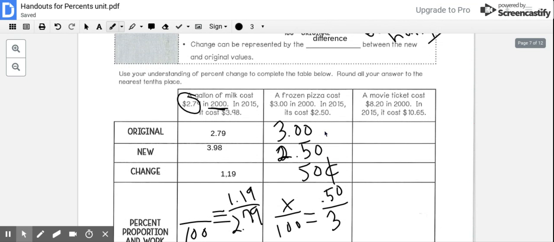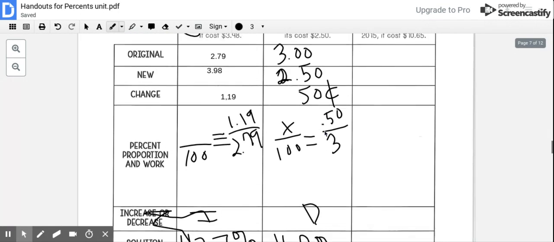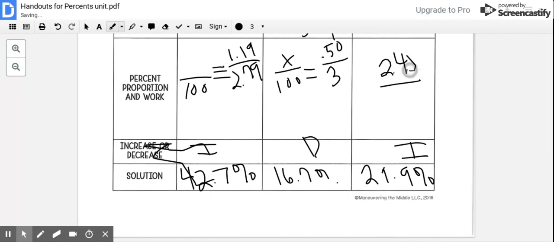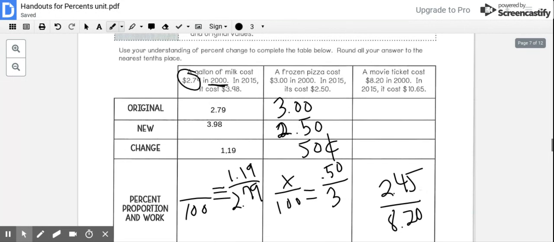Okay, and then the last one, if you did it correctly, your answer should have been 29.9%, and that should have been an increase. Your 245 would have been on top, and your 820 would have been on the bottom. But hopefully you went ahead and filled all that in.